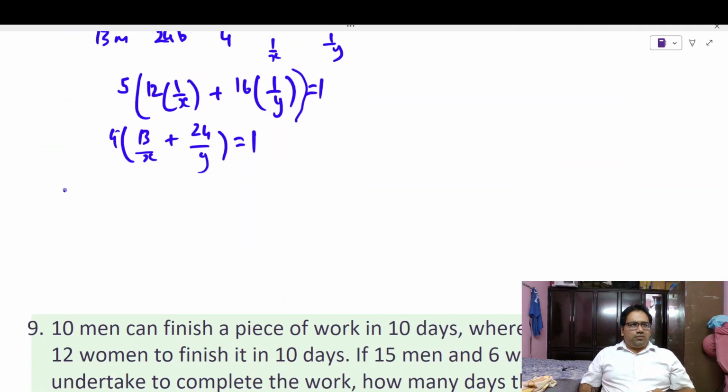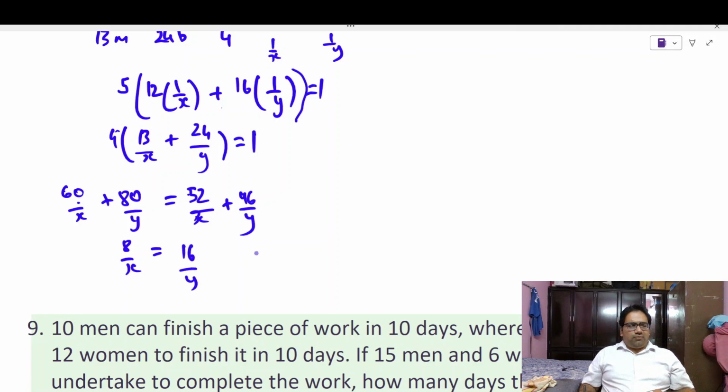Now, 60 by x plus 80 by y equals 1, and 52 by x plus 96 by y equals 1. Okay, 60 and 52, that means 8 by x is equal to 96 minus 80, which is 16 by y. That means x by y is equal to 1 by 2.